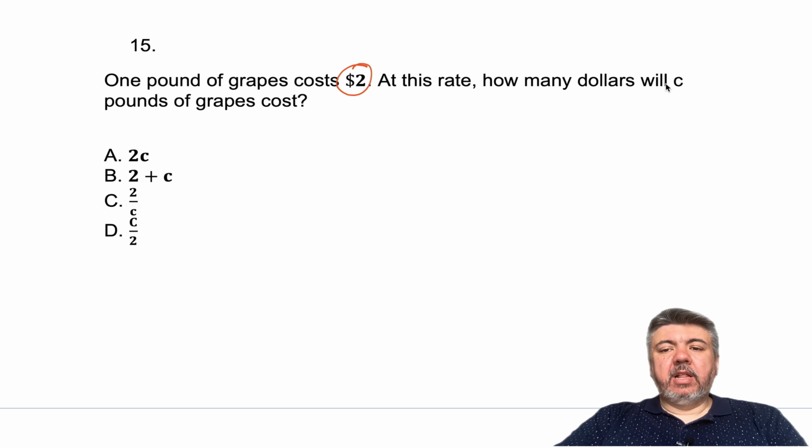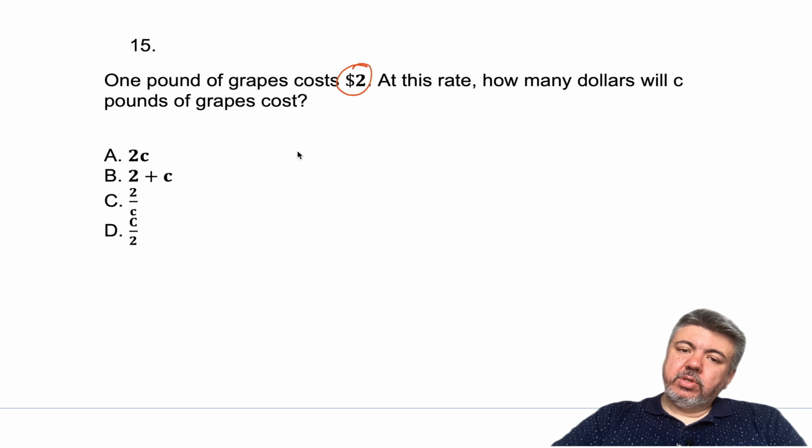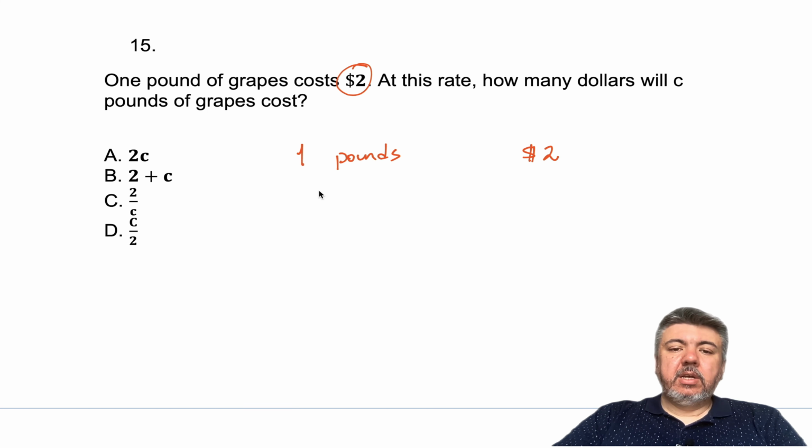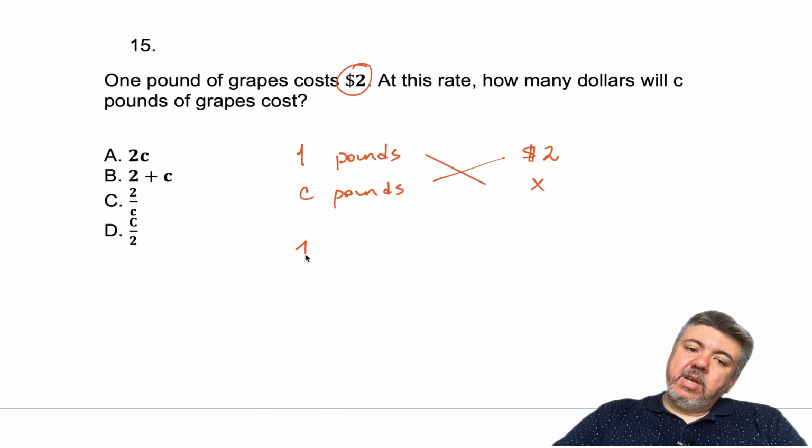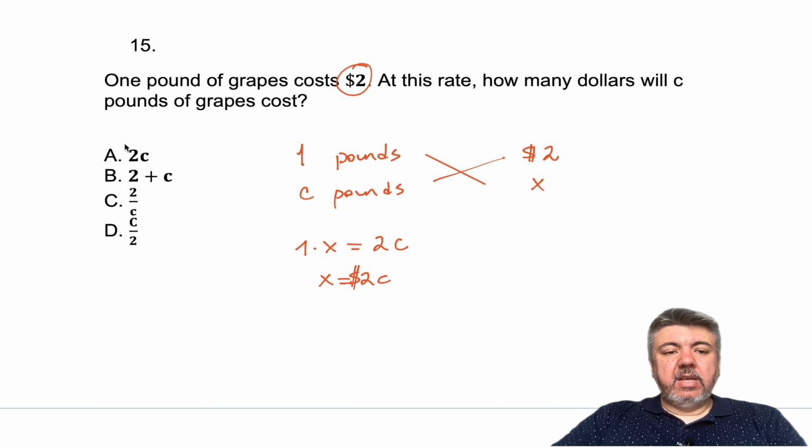Question 15. 1 pound of grapes costs $2. At this rate, how many dollars will c pounds of grapes cost? So 1 pound costs $2. C pounds will cost what? Let me call it x, and we'll cross multiply them. 1 times x is 2 times c, which is x equals 2c dollars. So the answer is A.